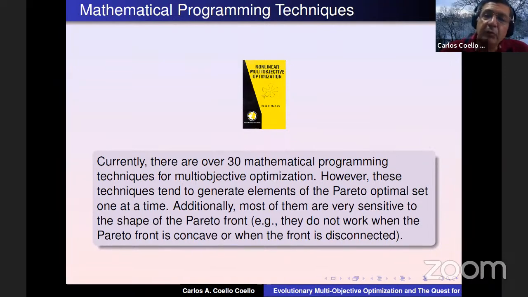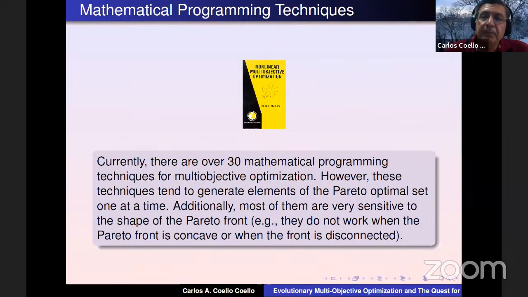So first, obviously, multi-objective optimization didn't originate in evolutionary computation. It started in mathematical programming and operations research in the 1970s. In that regard, I am just referring to nonlinear multi-objective optimization, because we may also have linear or combinatorial multi-objective optimization. In nonlinear multi-objective optimization, there are more than 30 families of algorithms available for solving multi-objective optimization problems. So the question is, why do we need evolutionary algorithms or meta-heuristics at all?